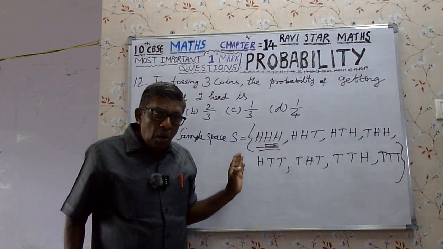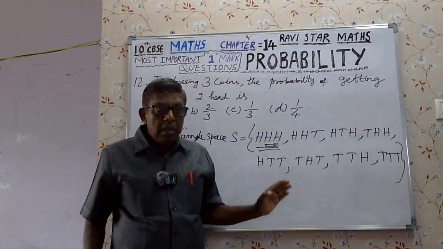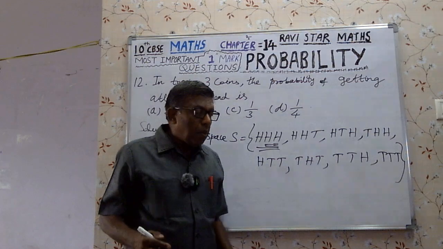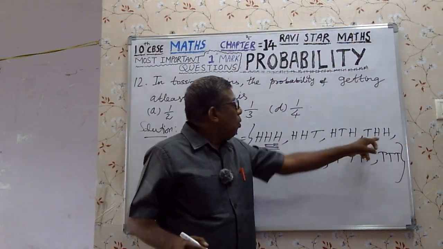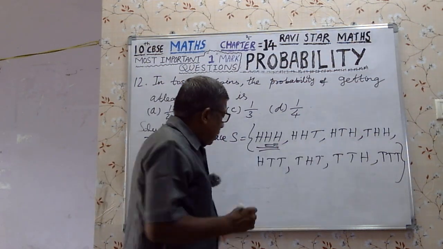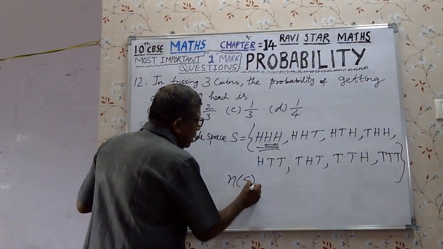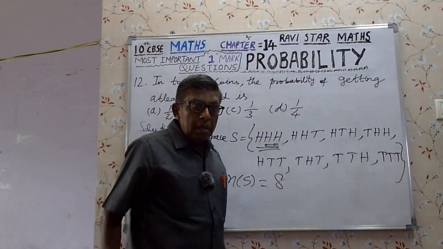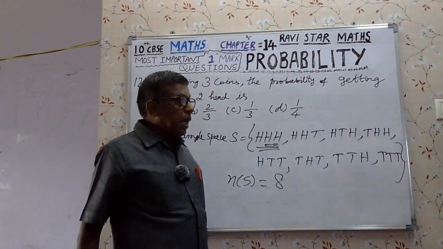This is how to write the sample space. What is sample space? The set of all possible outcomes. 1, 2, 3, 4, 5, 6, 7, 8. N of S, the number of elements in the sample space, is 8. 8 elements are there.